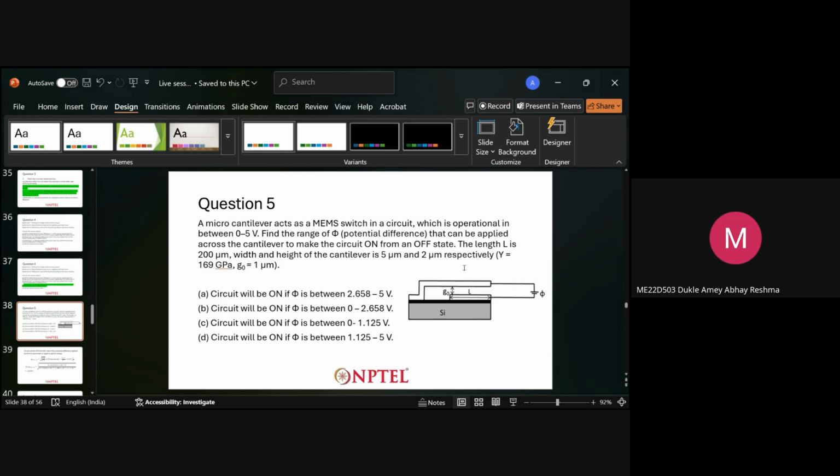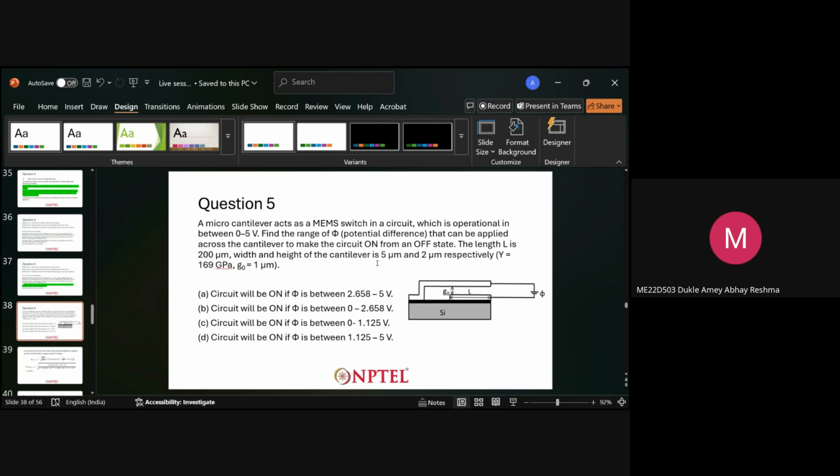The on state would be when you have a switch type of thing. So what will be the on state? The on state will be when there is a contact between the two, right? The length of the cantilever is 200 micrometer. The width and height of the cantilever are 5 micrometer and 2 micrometer respectively. Young's modulus is given as 169 gigapascal, and the gap between the two is given here. And the questions and the options are here.